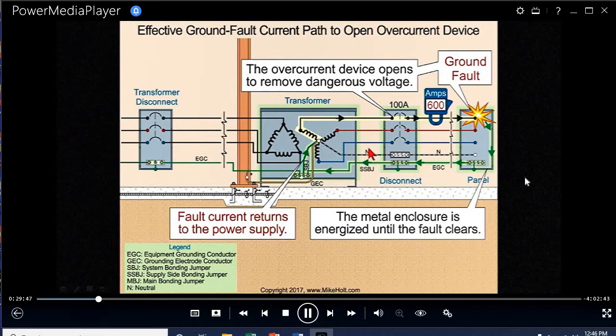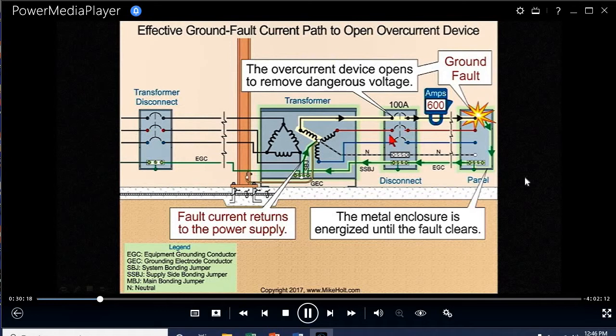Now, the supply side bonding jumper is in the event you had a fault on the line side of the protection device. One of the streamers watching this program with us says, wait a minute now. I don't want to change this graphic here, but if you had a fault on the supply side, this is the effective ground fault current path, is that right? If I had a fault right here, the effective ground fault current path would only be from the supply side bonding jumper to the system bonding, right? Yeah, it all depends where the fault is. And from that fault back to the source, it's the effective path, okay?